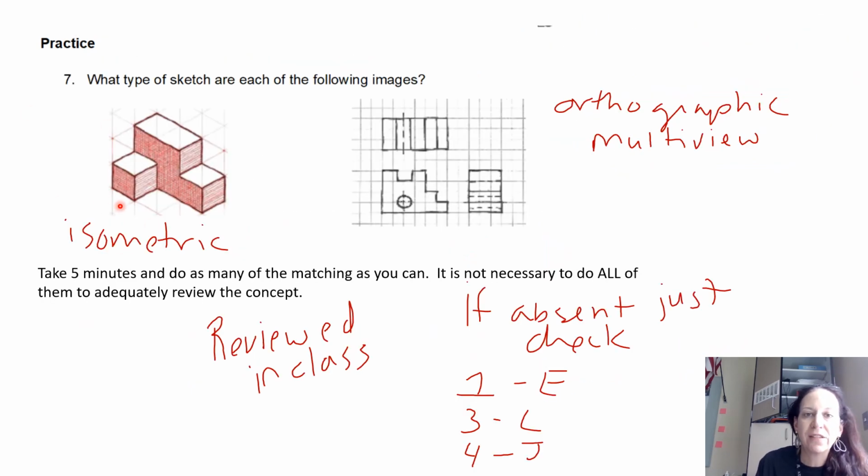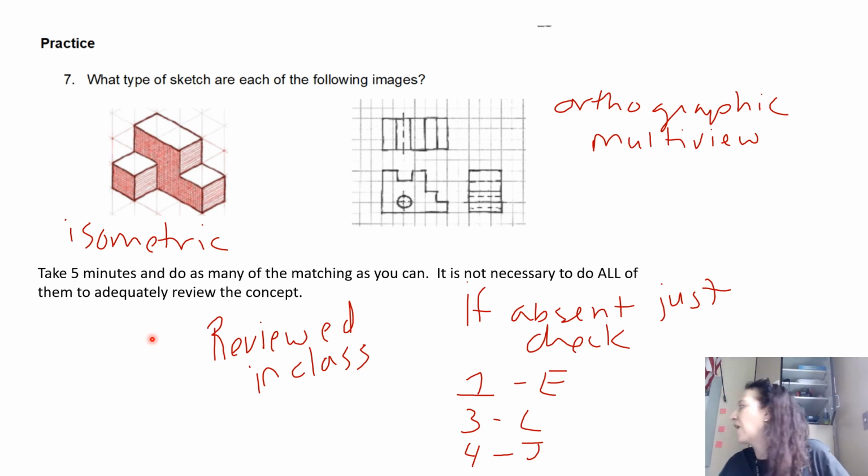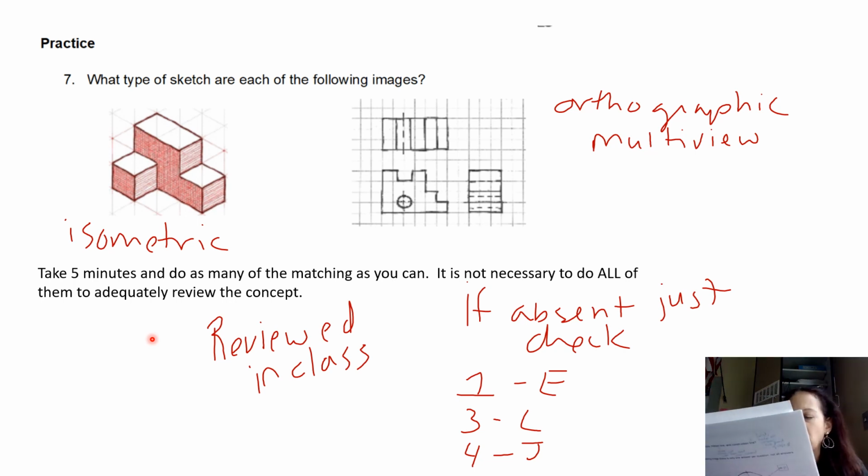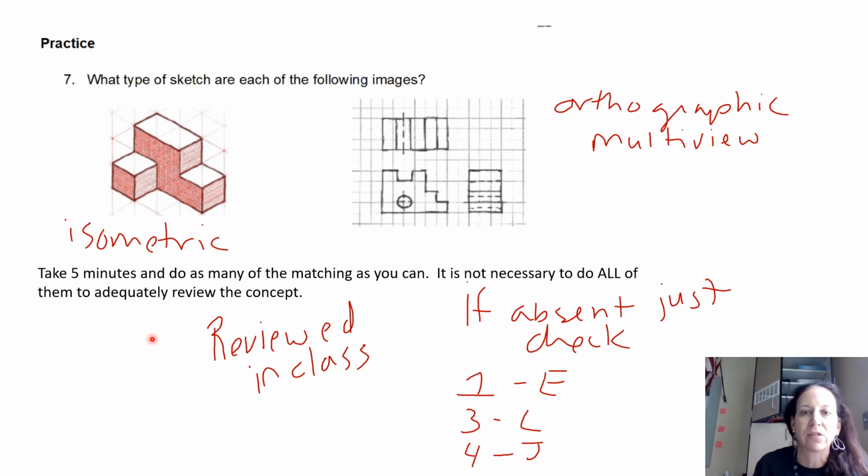This is an isometric sketch. This is an orthographic multi-view. And it said we did this, I think we did this in both classes, just not quite as much time. We did review it in class with that matching. If you were absent, what I want you to do is try to match them up. Maybe don't look too closely at this, and then check just a few of them. So maybe try to do the top row, like 1 through 4, but stay away from 2. So just do 1, 3, and 4, see if you can find what those match up with the letters, and then check them to get a little bit of review.